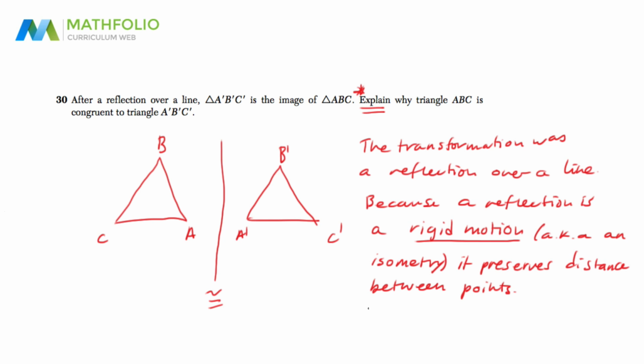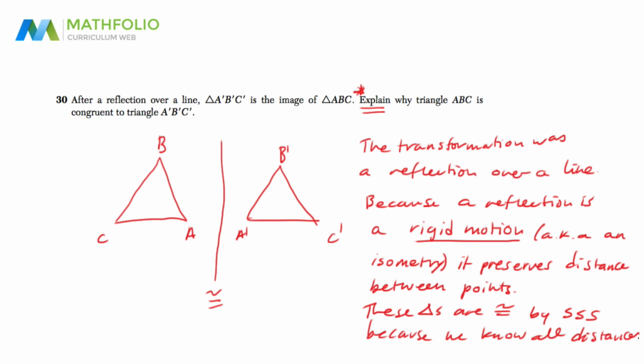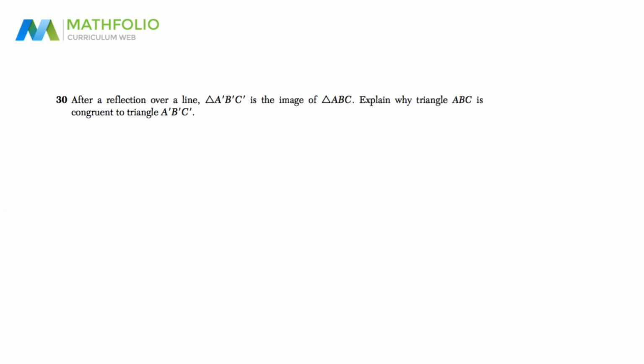But basically, these triangles are congruent by, now we might have already said enough, but I might as well do this now, by side, side, side, because we know all distances were preserved. And hopefully you remember side, side, side being one of the congruency postulates. So that's probably more than enough to get the points for question number 30.